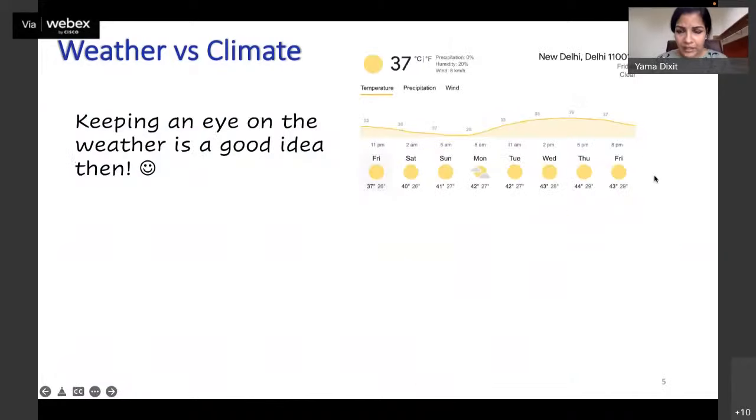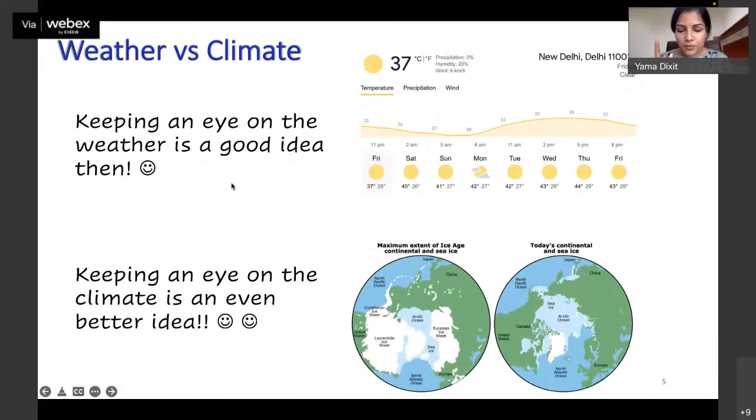Now, of course, if it's hot, I came to the office to give this talk, I had my umbrella on. So it's a good idea to keep track of weather, like if it's going to rain, I take my umbrella. But it's an even better idea to know how climate has changed in the past and how it will change in the future, of course, because of the reasons that were shown in the documentary trailer that I showed, but I'll also talk about why.